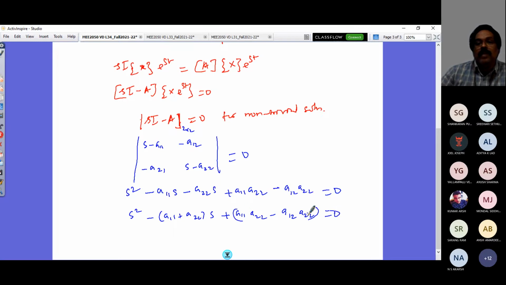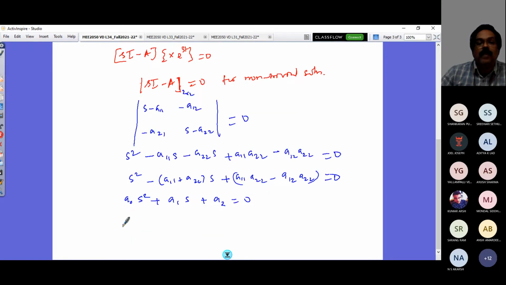That's all equal to 0. So now you have to compare this with our characteristic equation, that's a0 s squared plus a1 s plus a2, that's equal to 0. So if I have to compare this, I have now here A naught.